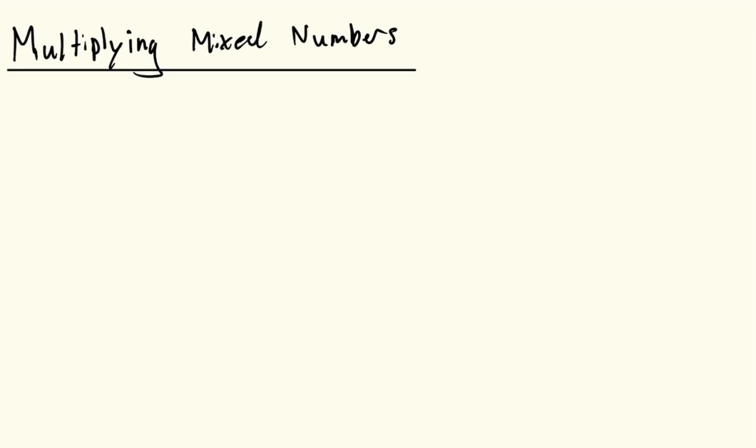Hey everyone, so in today's video we're going to go over how to multiply mixed numbers. Now, before we can go over multiplying mixed numbers, we have to be able to convert mixed numbers to improper fractions, that way we can multiply them. So let's go over a few examples.